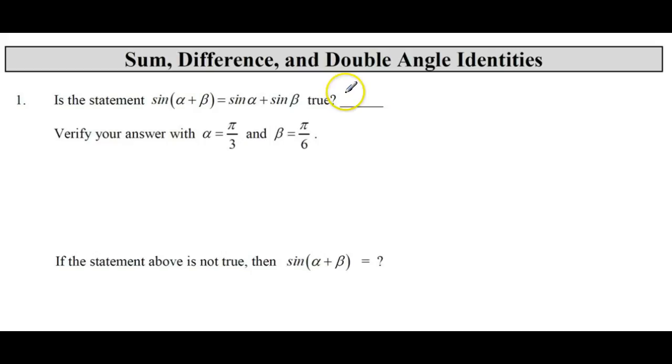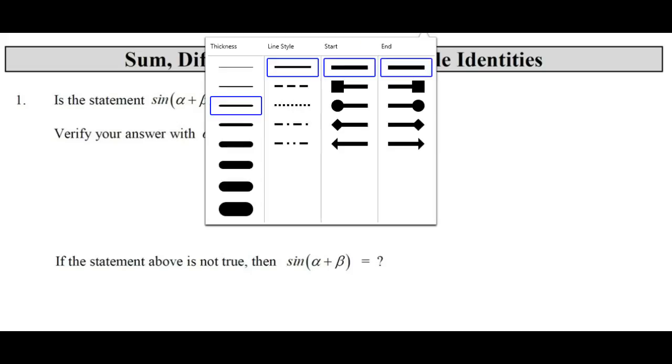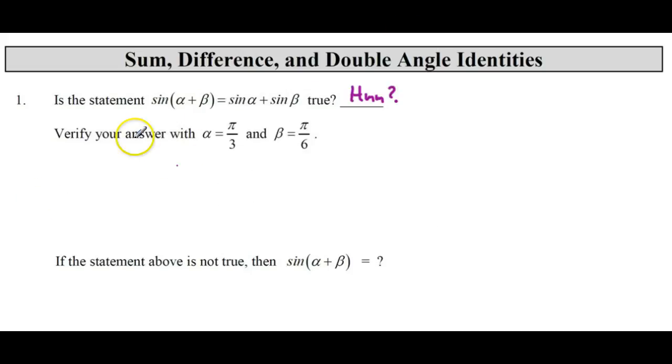Okay, is the statement sine of alpha plus beta the same as sine alpha plus sine beta? I don't know, so let's check. Verify your answers with alpha is pi over 3 and beta is pi over 6. So we're doing a verification.